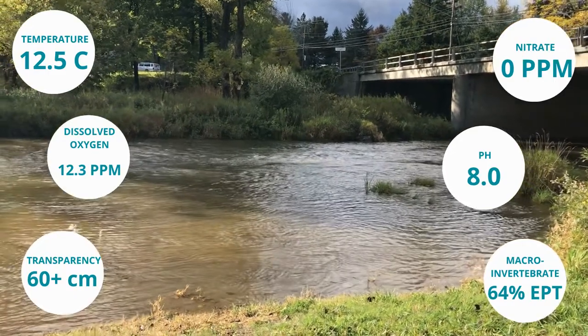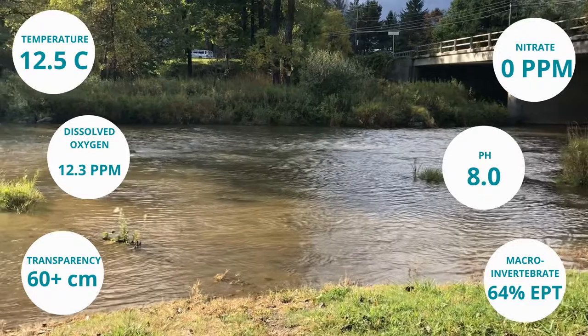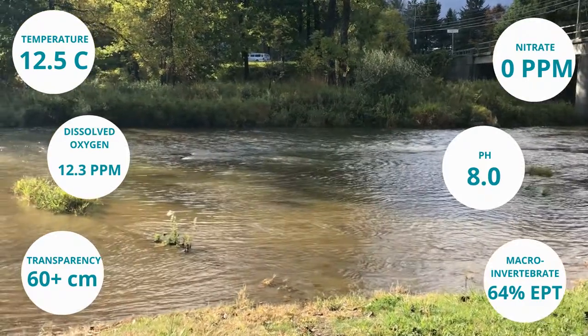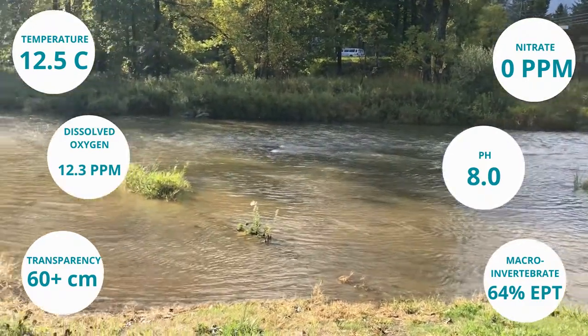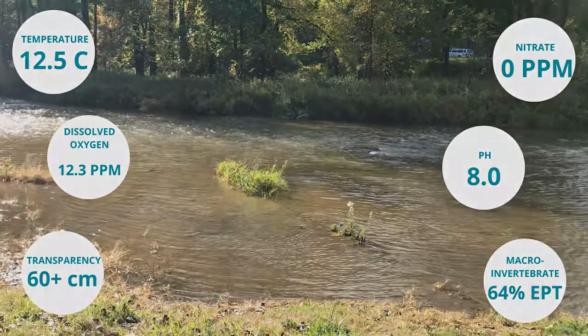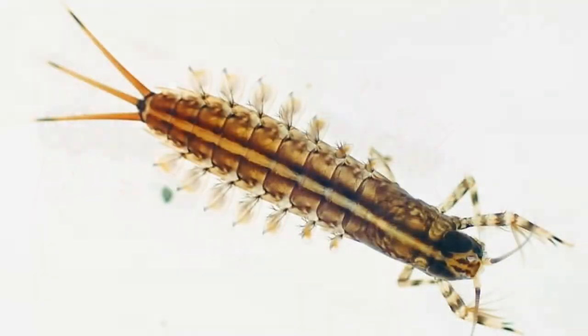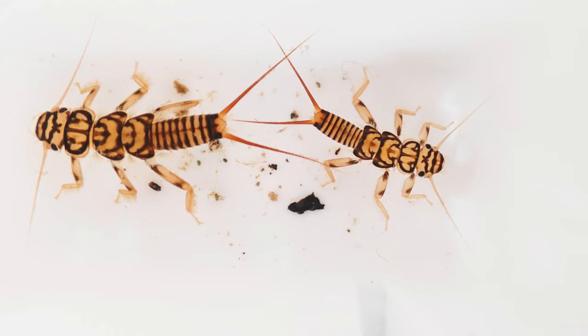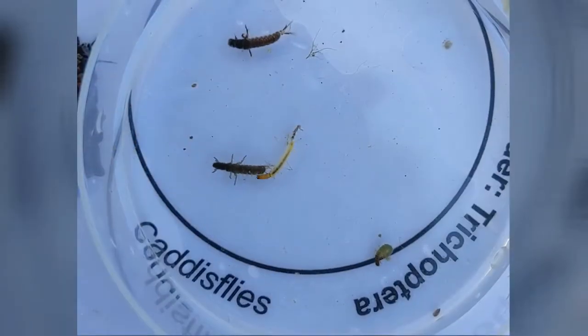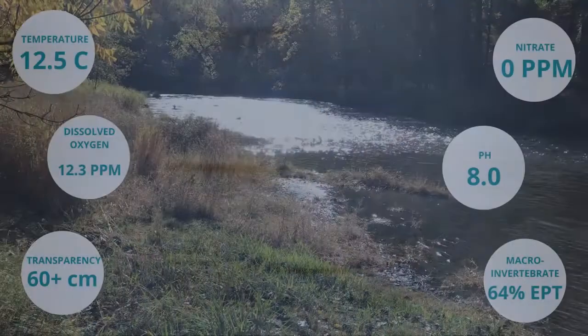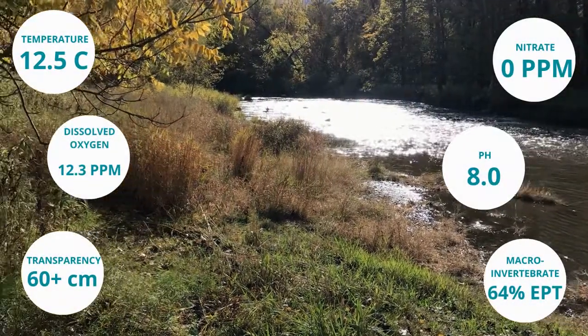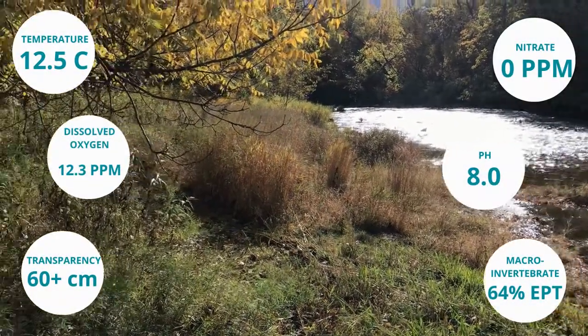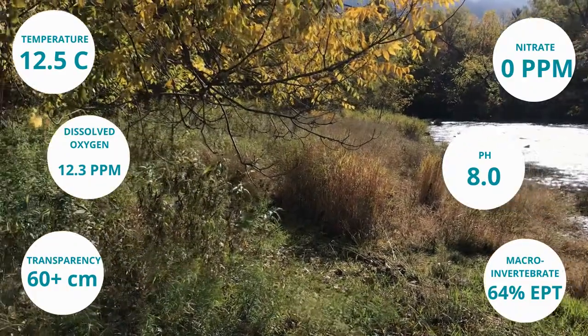And finally, our macroinvertebrates. There's a few different ways to measure our macroinvertebrates. Today, we're going to be looking at percent EPT. E stands for Ephemeroptera, which are mayflies. P stands for Plecoptera, which are stoneflies, and T stands for Trichoptera, which are caddisflies. And so these species usually require clean water in order to survive, and so a high percentage indicates good water quality.